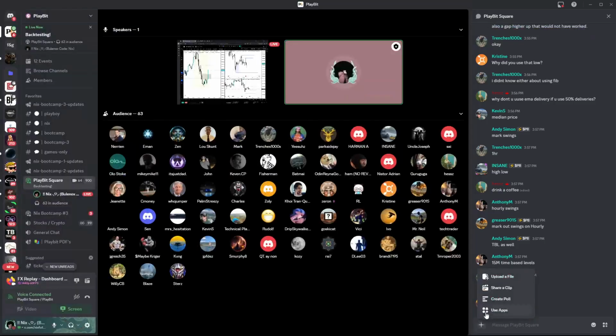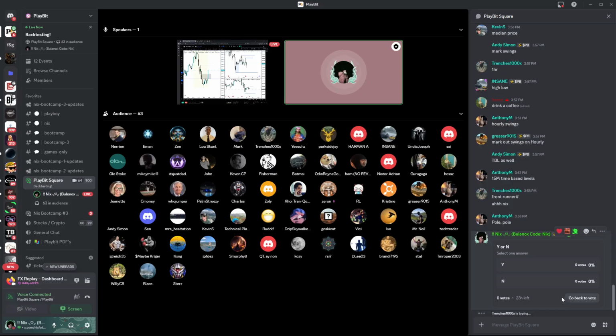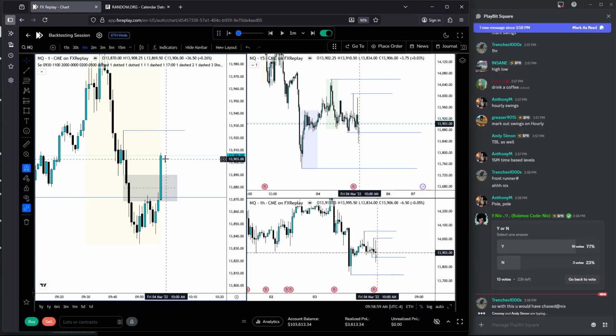You still want to make a poll? Okay, here. Create a poll. Yes or no? I mean, we were looking for that gap, so technically that would be the setup you would have taken anyway. Look at you, 100%. So it depends on how the candle moved last second.